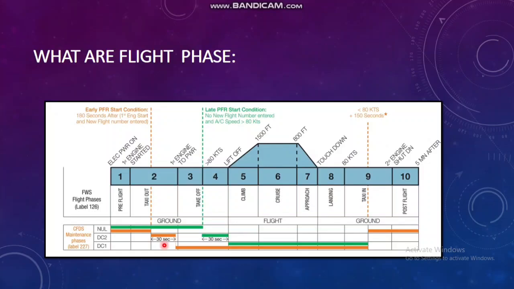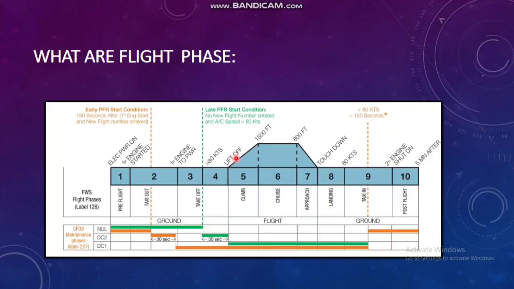What are the flight phases? This is also something I have discussed in my interview questions. Once again we'll go through the flight phases. Pre-flight engine power on plus first engine start is the first flight phase, and first engine start to first engine takeoff power is the second flight phase. Third is when the aircraft speed is more than 80 knots. This will go to the third flight phase, and the lift off will go to the fourth flight phase.